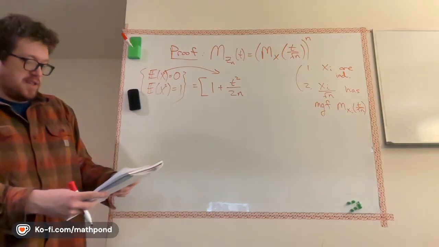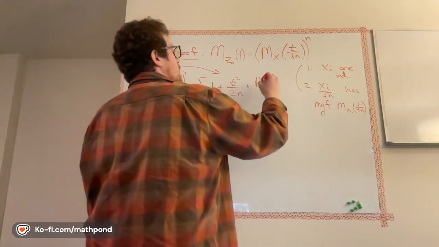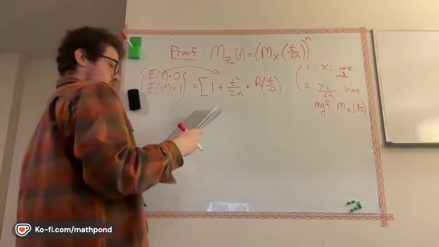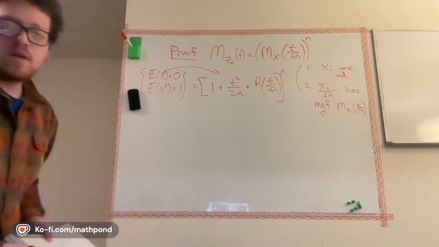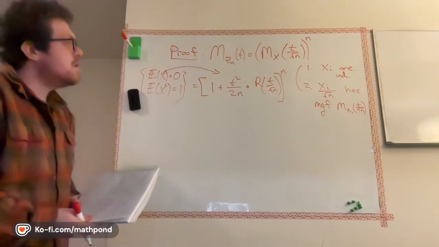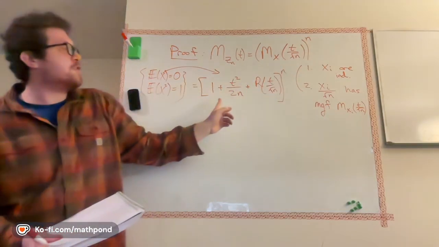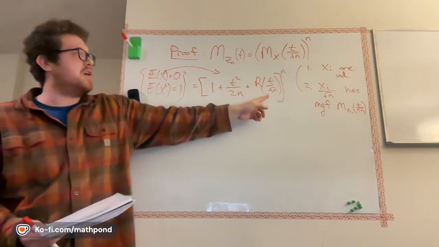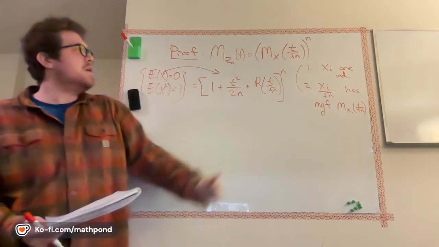Right, and then what is left? So we have this remainder term, right? Of t over square root of n, to the n. Okay, so basically we're just rewriting the moment generating function the way I wrote it before, using the mean and the second moment, and then we have this higher remainder term.